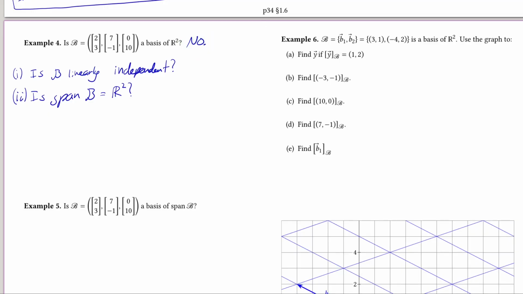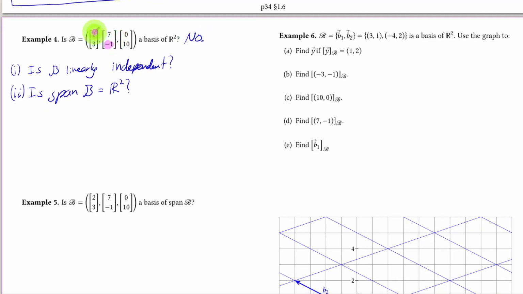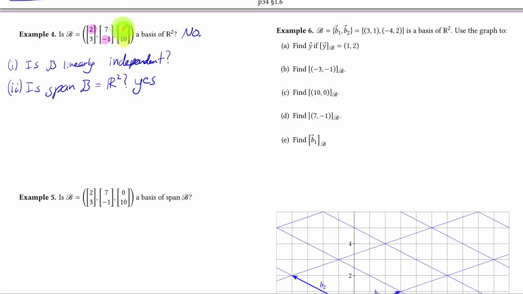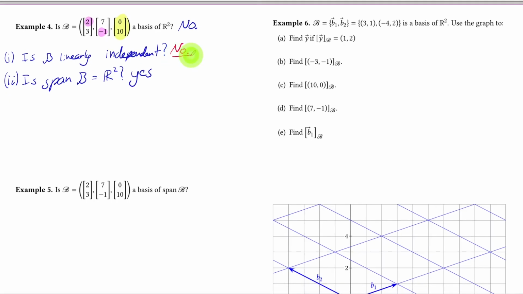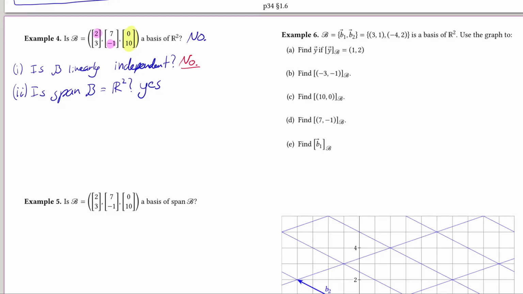No. It does span R2. If you were to row reduce the corresponding matrix, you'd get pivot positions in every row. But it's not linearly independent because you have a non-pivot column. You're guaranteed to have a non-pivot column because you can only have a maximum of 1 pivot per row. So even without thinking about what the numbers are, you know one of these 3 is going to be a non-pivot column.